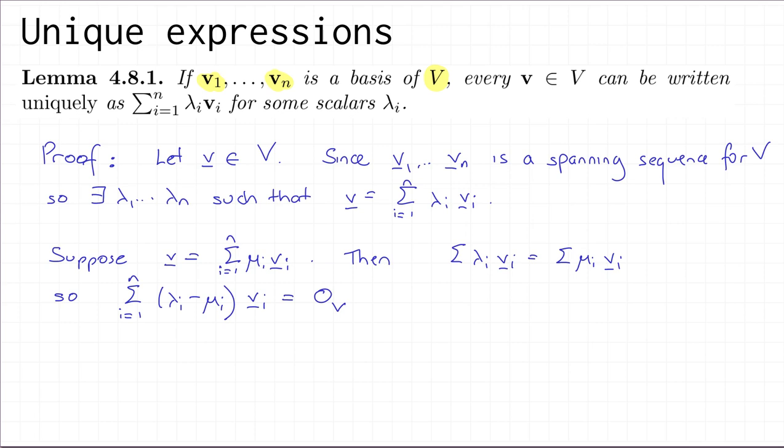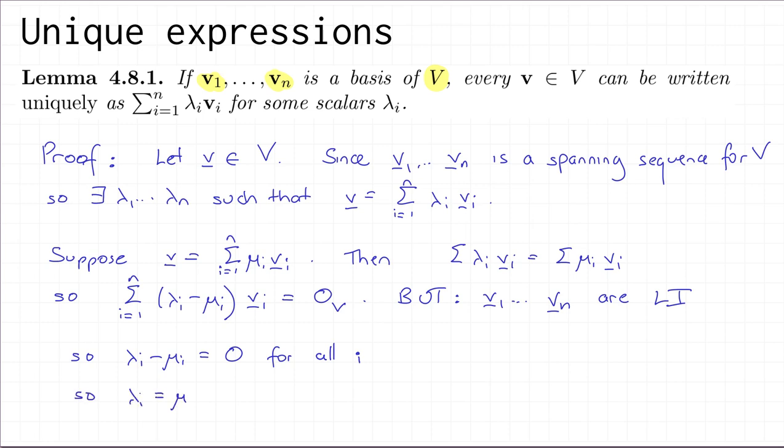So what do we have now? We have a linear combination of the v's equal to 0. And v1 up to vn are linearly independent, LI for short. So if they're linearly independent and you've got a linear combination of them equal to the 0 vector, that means that linear combination must have all its coefficients being 0. So all these coefficients, lambda i minus mu i, must be equal to 0. In other words, lambda i and mu i are always equal. So we've shown there's only one way to write v as a linear combination of this basis. And that's one reason why bases are useful, because you can represent every element of the vector space uniquely as a linear combination of the elements of your basis.